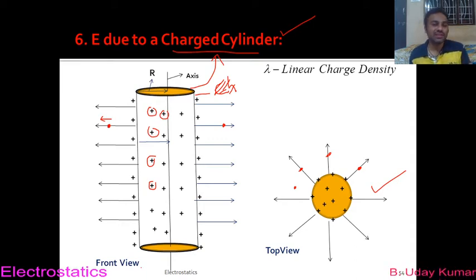Whatever the charge that is given to it, it is distributed along its length also, and hence this charged cylinder is one best example, or it is coming under the linear charge distribution. So remember, our charged cylinder is going to be the example for linear charge distribution.